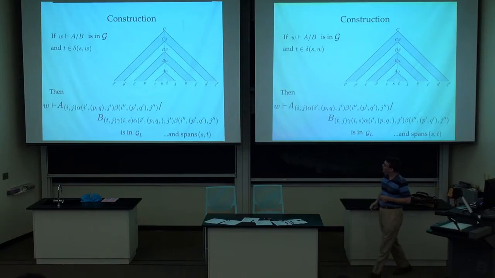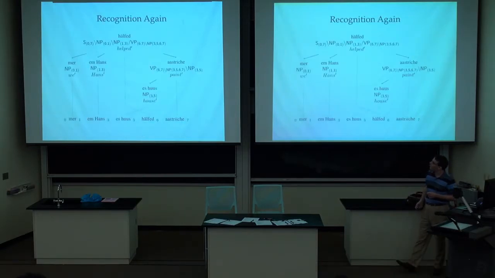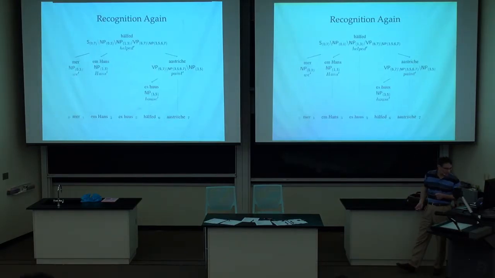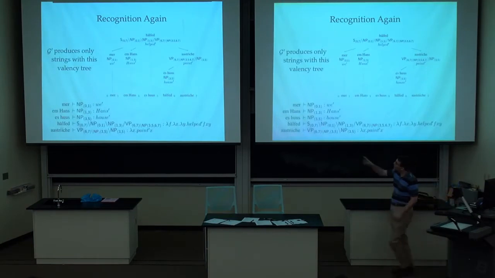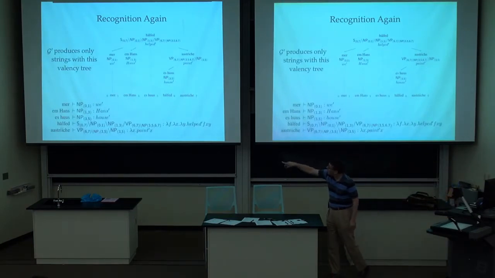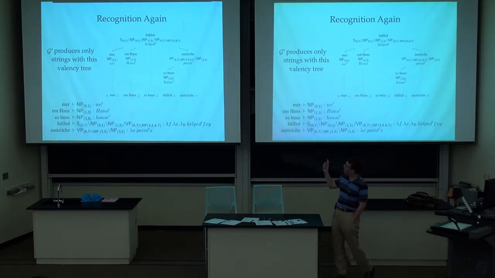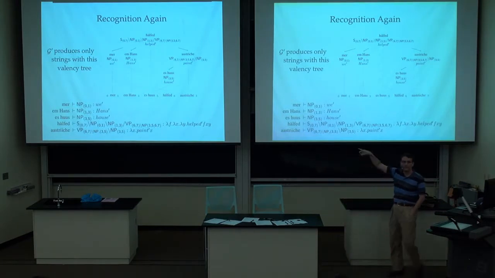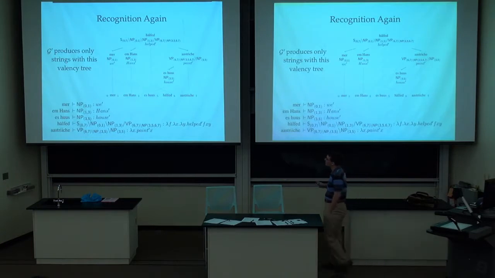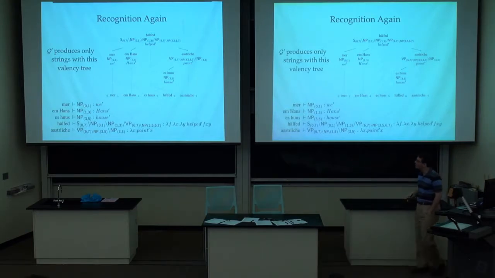So what we now have is, let's go back to our recognition problem. This G prime now can parse only strings that have this particular valency tree. In other words, only sentences that have this semantics can be produced by the CCG. Interestingly, this doesn't mean that it's only the string language. There are other strings that I didn't see that it will also produce. But they all have this particular semantics.